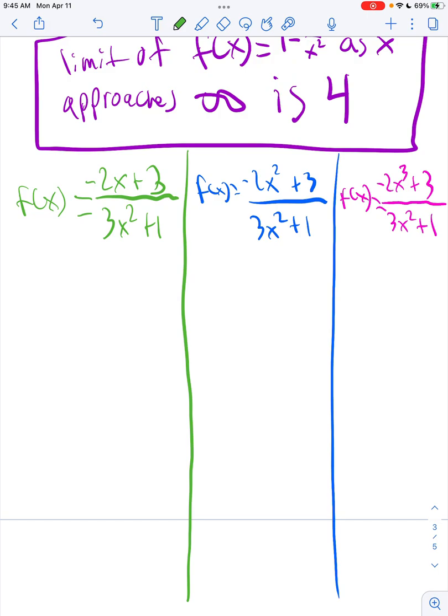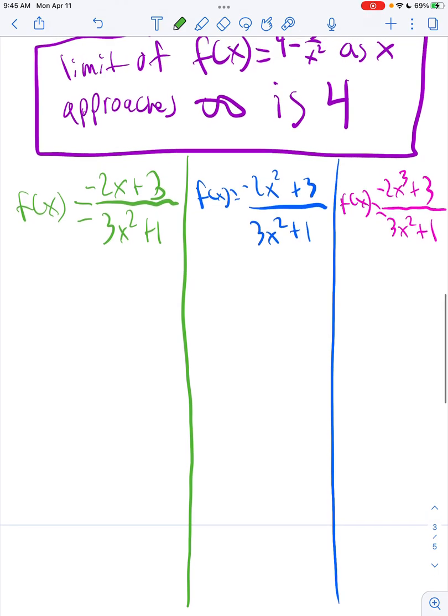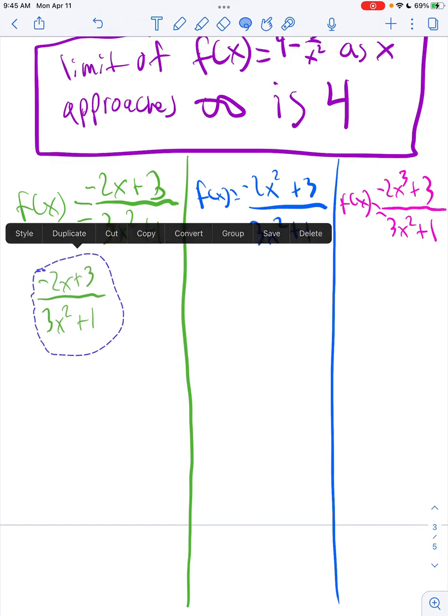All right, so let's start on the left. If I try to split this up, I'm going to divide both the numerator and denominator by x squared, so I can kind of neutralize this. So again, let's think about it. Negative 2x plus 3 over 3x squared plus 1. And these are all as x is approaching infinity, so I should probably write that.